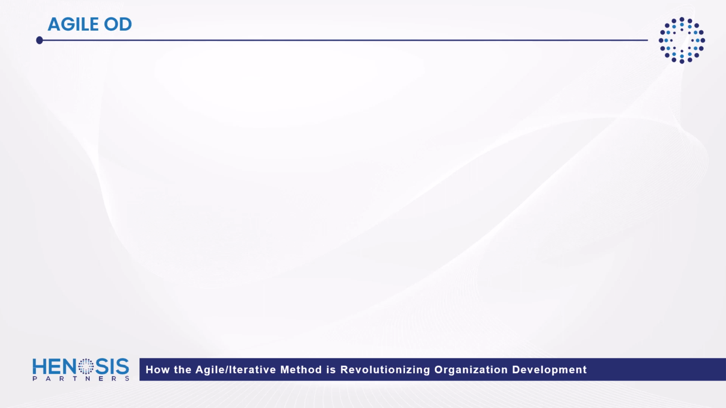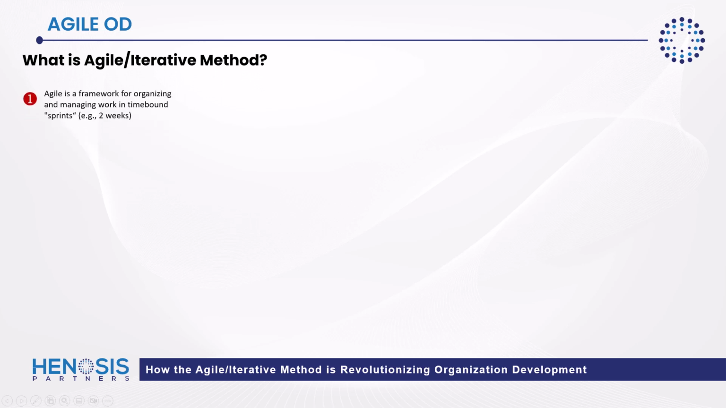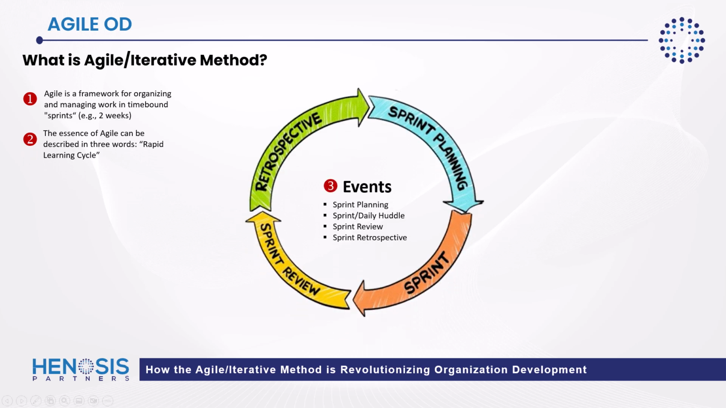Now, before we discuss the integration of Agile with OD, let's first get clear on what we mean by the Agile Iterative Method. Agile is a framework for organizing and managing work, typically in time-bound sprints, for example, in 2-week intervals. And the essence of Agile can be described in 3 words: rapid learning cycle. The core of the Agile Iterative Method centers on events or ceremonies, 4 in particular: sprint planning, the sprint and use of the daily huddle, sprint reviews, and sprint retrospectives. Together, these 4 events represent the Agile or iterative approach.